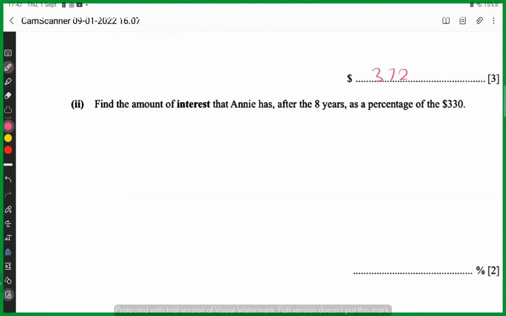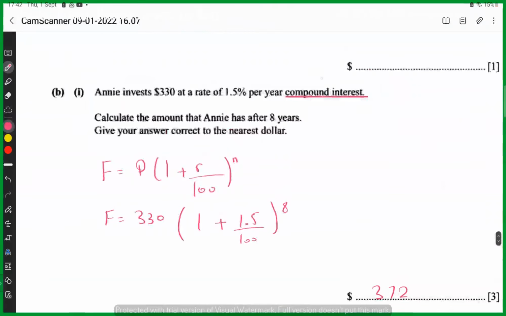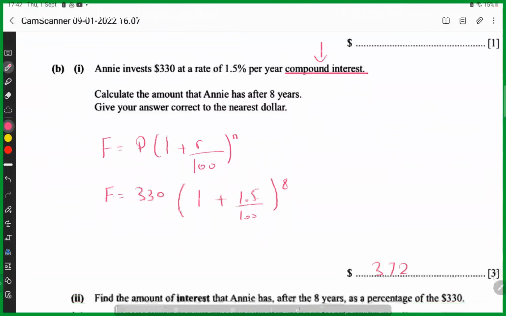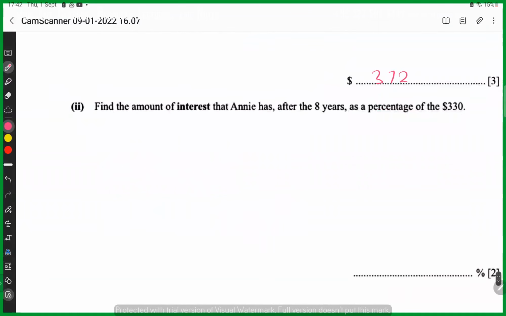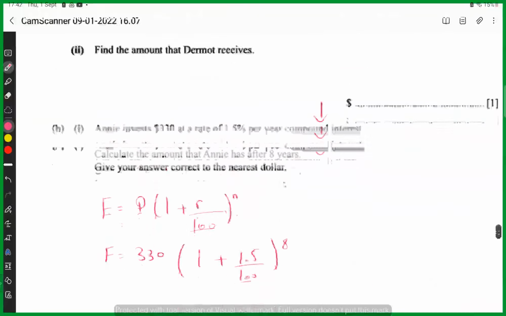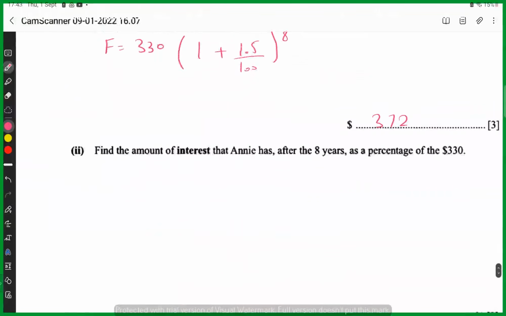Okay, the last part of this question says, find the amount of interest that Amy has after the 8 years as a percentage of 330. Now, first of all, this question has 2 parts. First of all, you need to find the amount of interest, okay? And then you need to find its percentage with 330. Now, this is compound interest because compound interest was written over here, in the beginning of the part. And in order to do this, first of all, we need to calculate the interest amount.